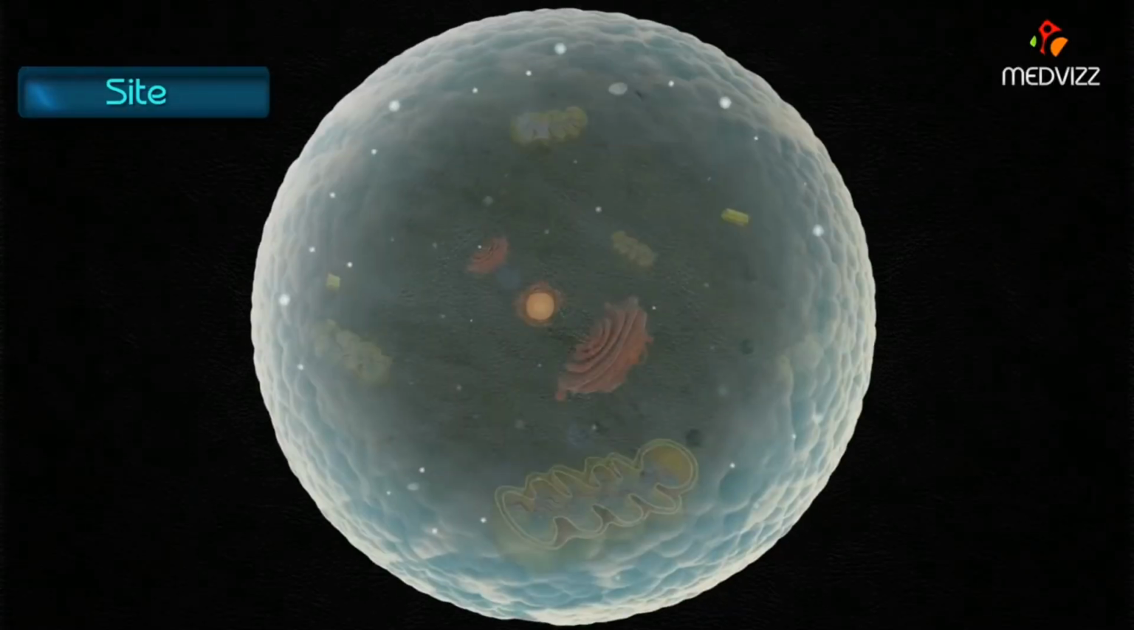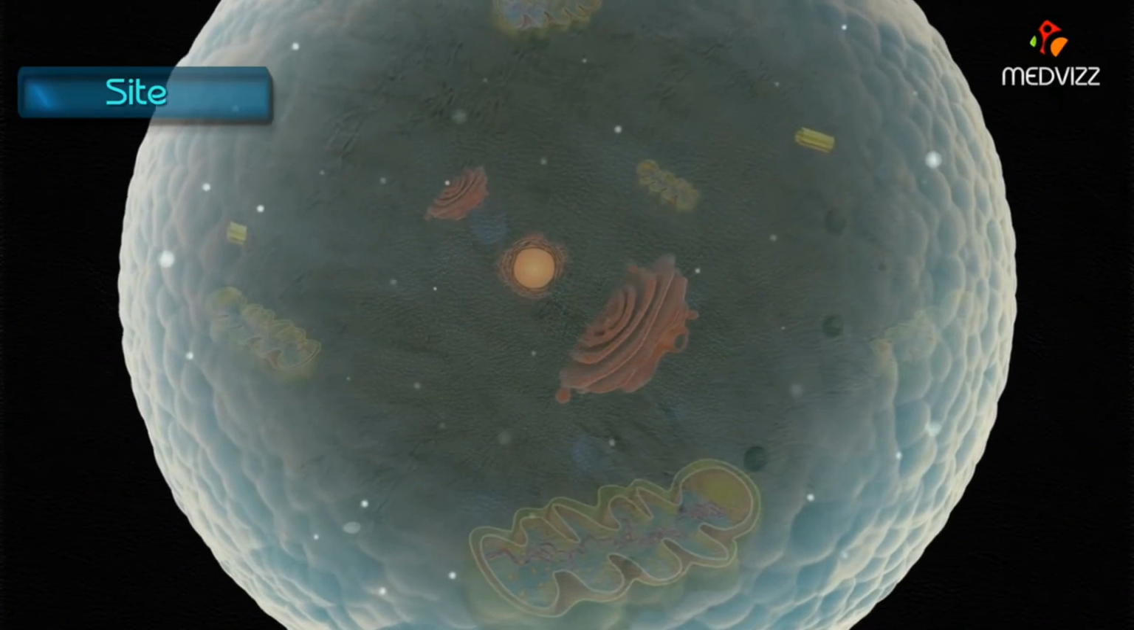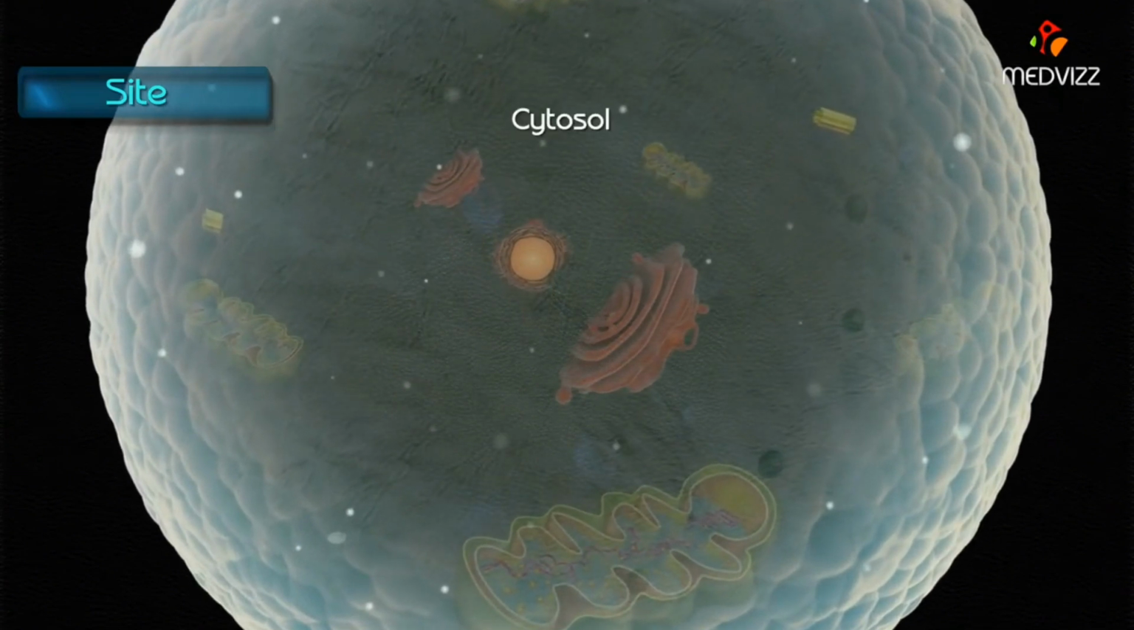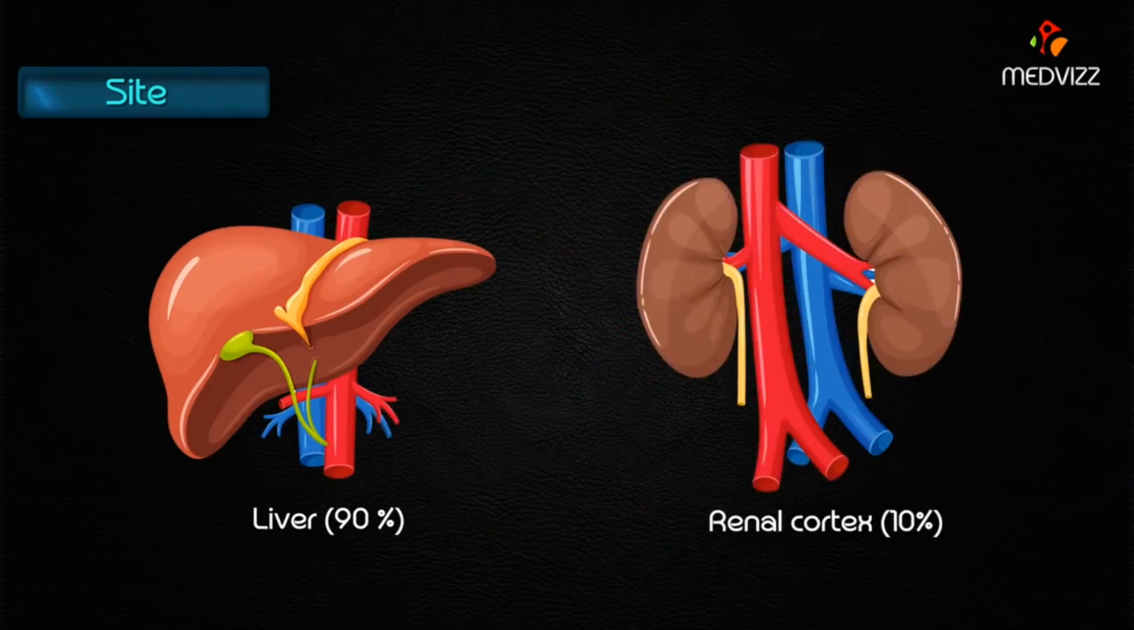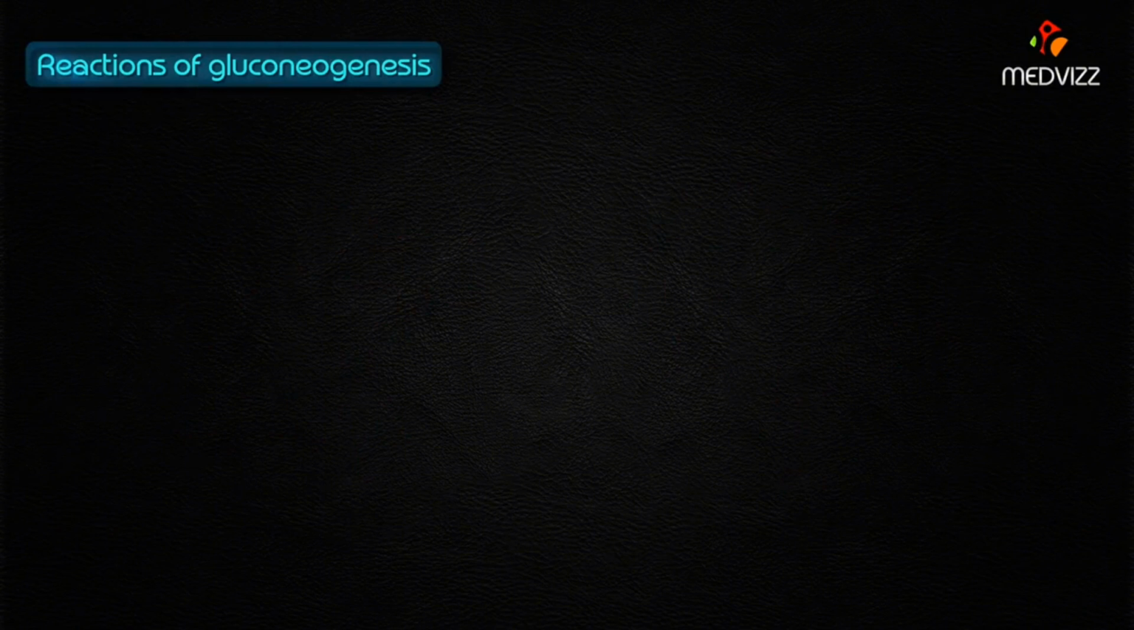Here, what is the site of gluconeogenesis? Gluconeogenesis occurs mainly in the cytosol, although some precursors are produced in the mitochondria, but the major steps of gluconeogenesis take place in the cytosol only. However, it mainly takes place in the liver, that is 90%, and to a lesser extent in the renal cortex, only 10%. So now let us concentrate on the reactions of gluconeogenesis.